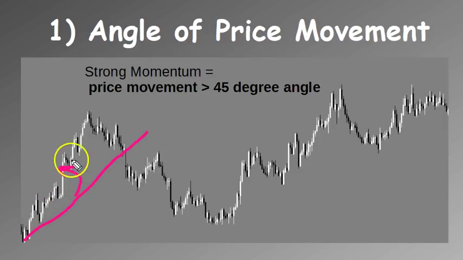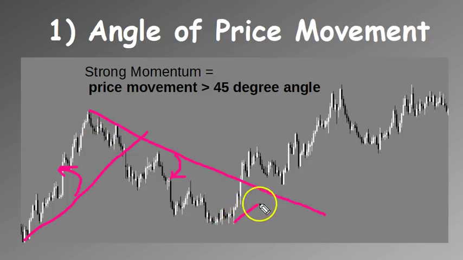So if price is moving at a greater angle than the 45-degree line, then we can simply say that the momentum is strong, and in this case, strong to the downside. Now, 45 degrees this way, you can see price as well is below the 45-degree line here to the downside. So again, we can say the momentum of the downtrend is very strong.